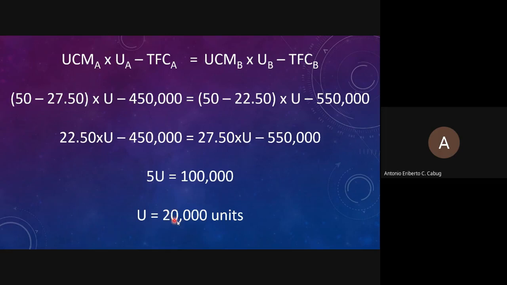The level of sales units where the profit of one cost structure would be equal to the other would be 20,000 units. Okay? Kung makakabenta ka ng 20,000 units, magiging pantay yung profit. So, ano yung magiging profit na yan? Tanungin ko nga kayo. Ano yung magiging profit kung saan 20,000 units yung ibebenta natin?